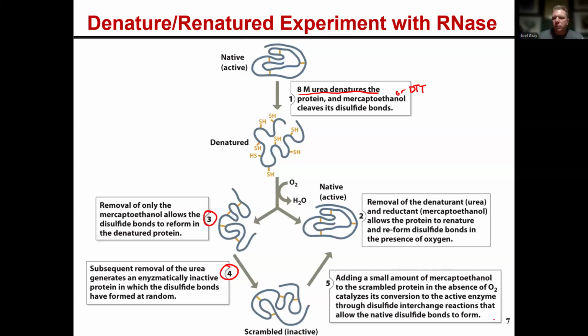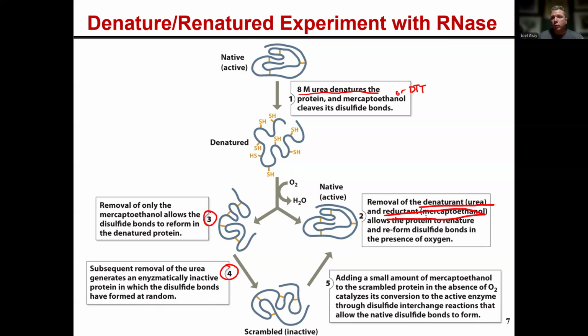through disulfide interchange reactions that allow the native disulfide bonds to form. Alternatively, that's number 2 here, we have the removal of the denaturant and the reductant, the beta mercaptoethanol or DTT, allows the protein to denature and reform disulfide bonds in the presence of oxygen.